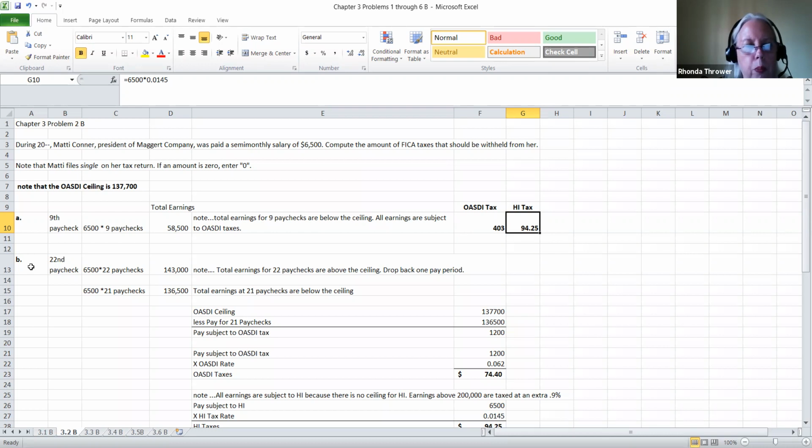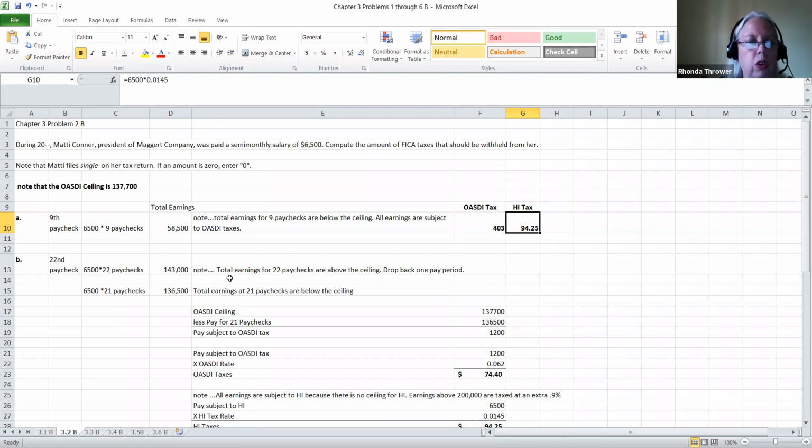In the B part of this problem, it's treated as a separate problem. She still is going to get a paycheck of $6,500 paid semi-monthly, but they want to know what would happen on the 22nd paycheck. First of all, we would need to multiply 6,500 times 22 paychecks to get the total earnings, which is $143,000. Notice $143,000 is above the ceiling, so part of these earnings are not taxable.